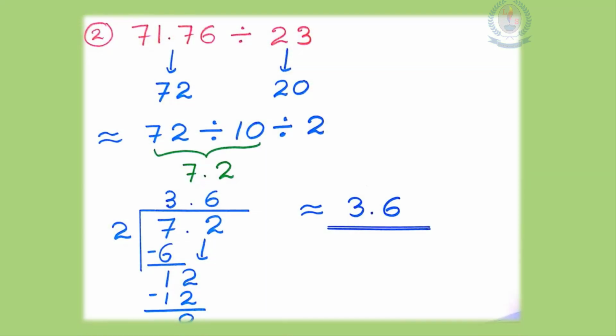Second example, 71.76 divided by 23. Here I have taken 71.76 as 72, then 23 as 20, right? This is estimation. So 20 means 10 times 2, you have to remember that one. Then first you have to divide 72 by 10, then the answer is 7.2, then that answer should be divided by 2, right? That means 7.2 should be divided by 2, then the answer is 3.6.